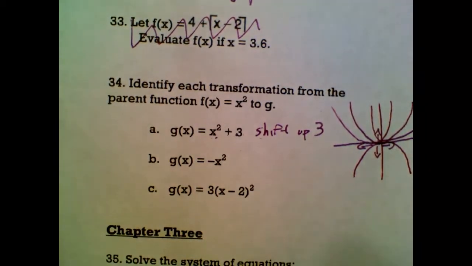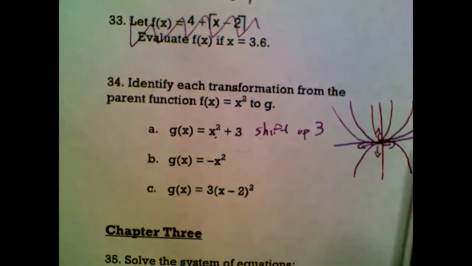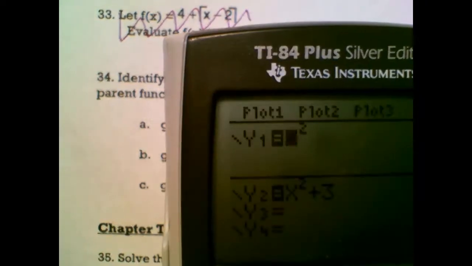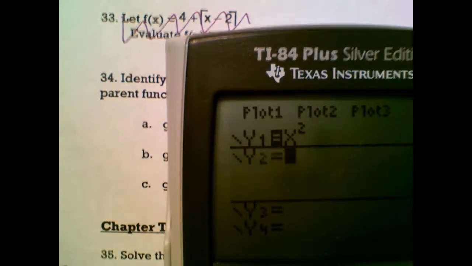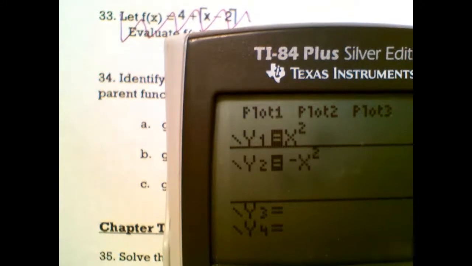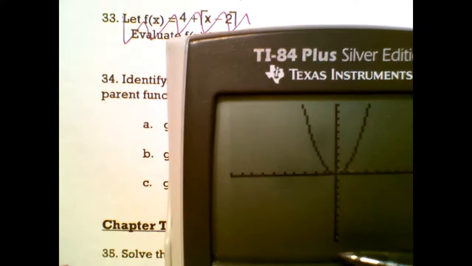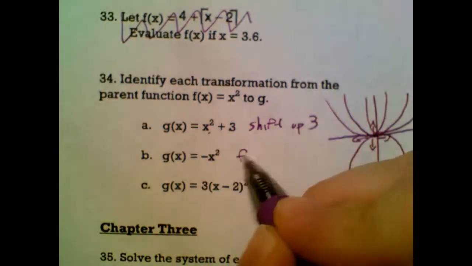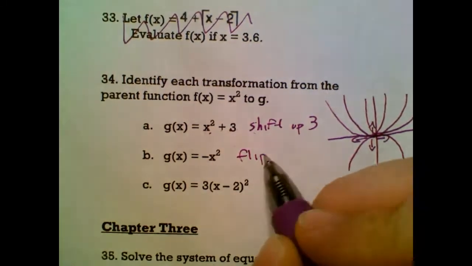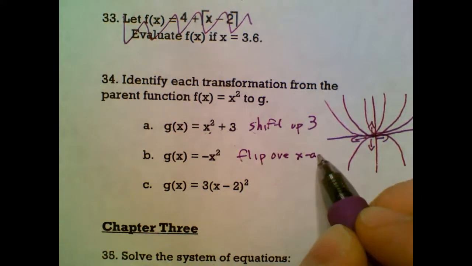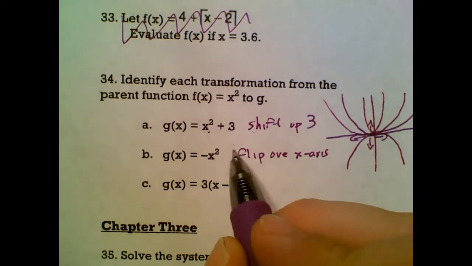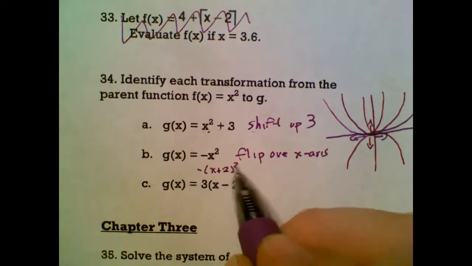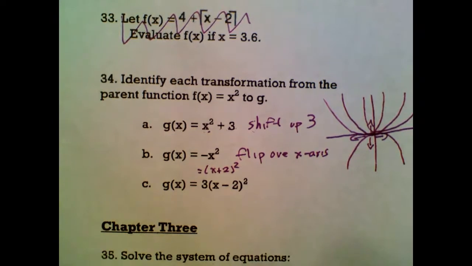Okay. So the next one is g of x is equal to negative x squared. Not sure what that does maybe, so let's just try graphing it. So again, we have our parent function right here is x squared, and let's just put negative x squared for the other one and graph it. So we got our parent function right here, and our next function, oh, looks like it flips it upside down. And some people say that's flip over x axis. That's what that one does. So whenever you have a negative in front of the x, or maybe you might see this like this, negative x plus 2 squared, this negative right there will flip it over the x-axis.